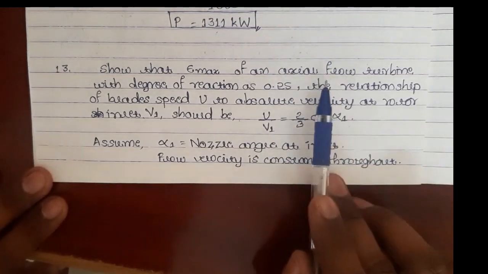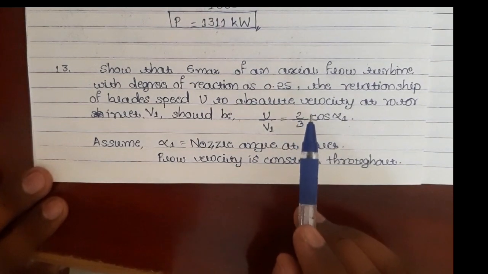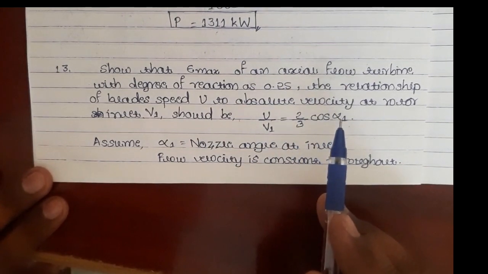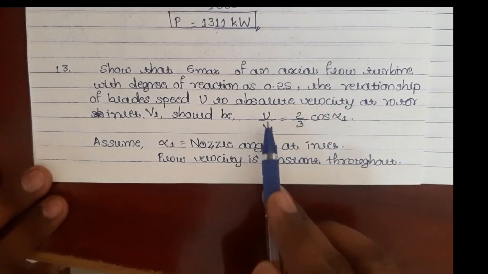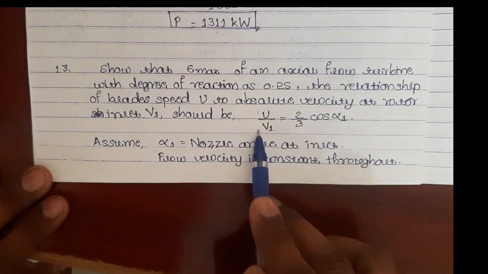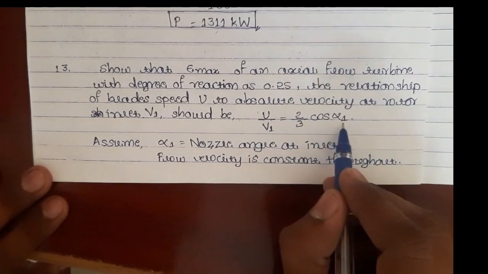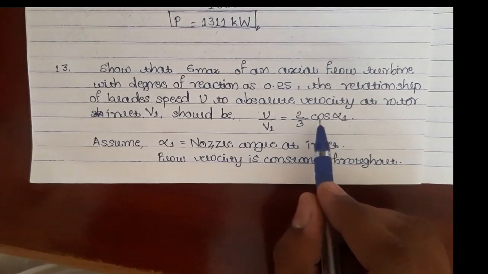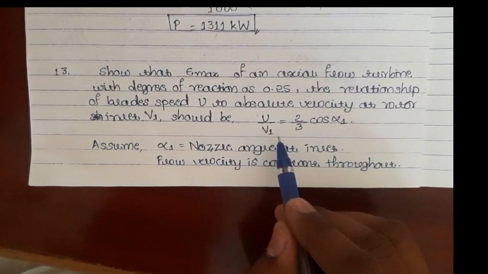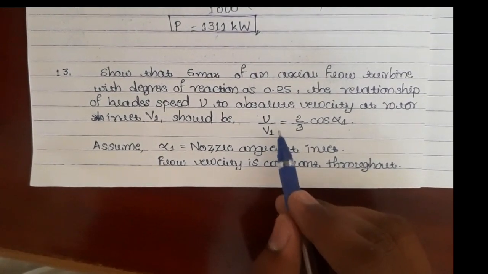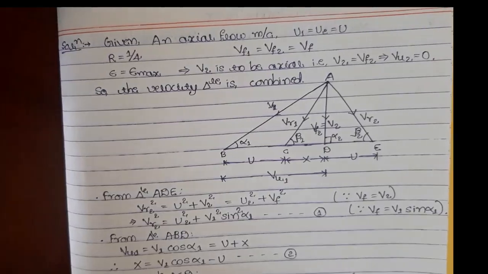Here we are given an axial flow turbine, in which we have been specified a certain degree of reaction which is 0.25, and we need to show and prove that the relationship between blade speed U and absolute velocity at inlet V1 is U by V1 equal to 2 by 3 cos alpha 1. These three are related, and this is known as speed ratio. You will come across this in coming chapters; U by V1 is known as speed ratio. This we have to prove.